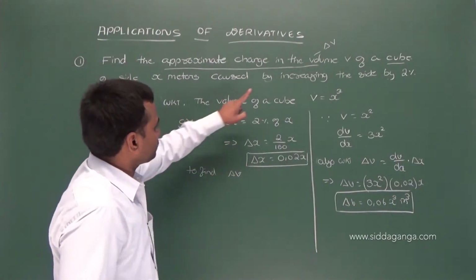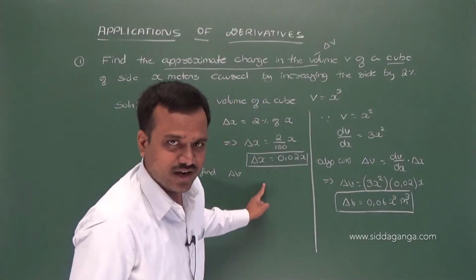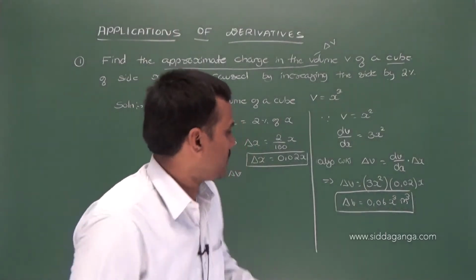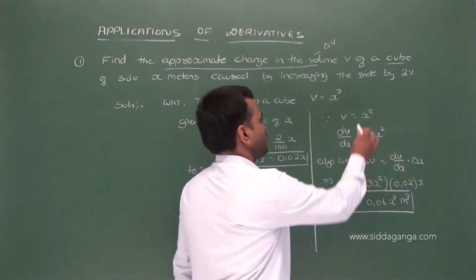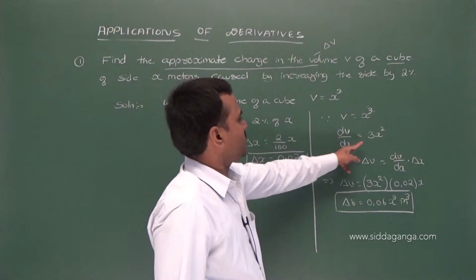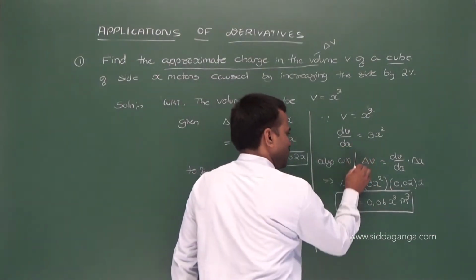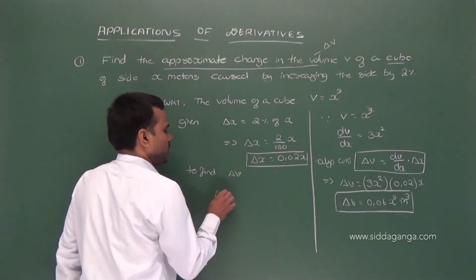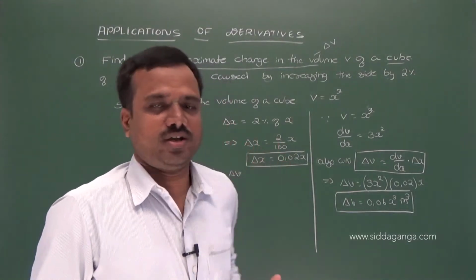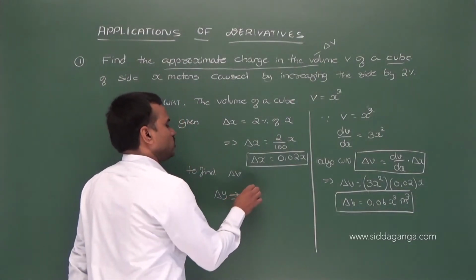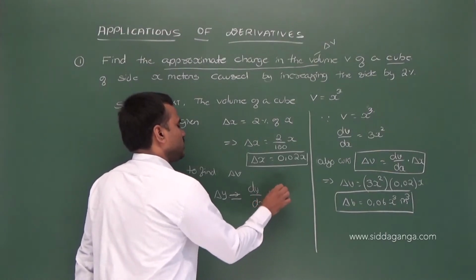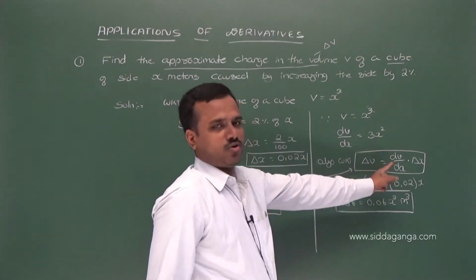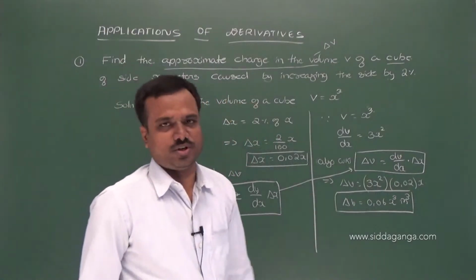Observe the problem. He has given increasing the side by 2%, which means delta x. The side we represent as x, the variable edge. Delta x is equal to 2% of x, that is 2 divided by 100, 0.02 of x. Since V is equal to x cube, dV by dx is 3x square. Also we know this formula that I explained in the beginning: to find approximate change in y, delta y is equal to dy by dx into delta x, where delta x is the approximate change in x. So I use this formula. The approximate change in volume is dV by dx into delta x. Substitute here, so we got the answer.